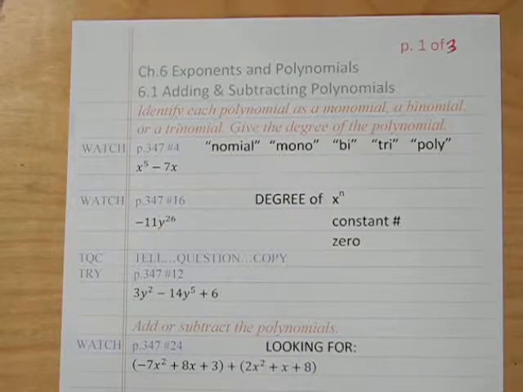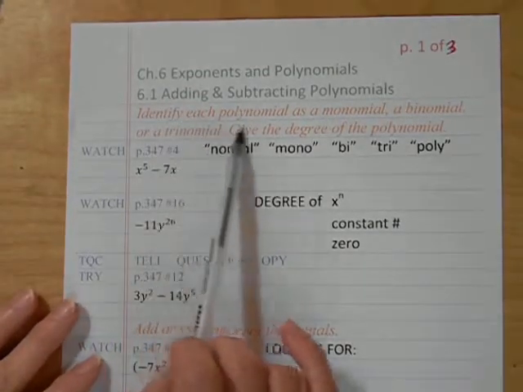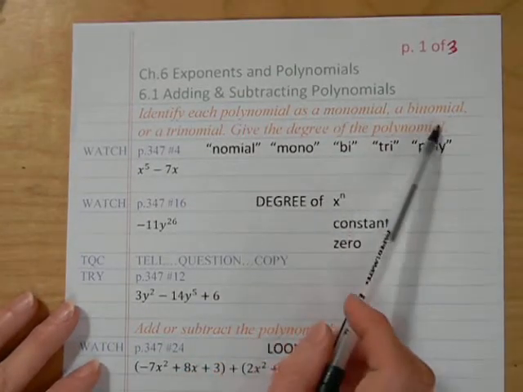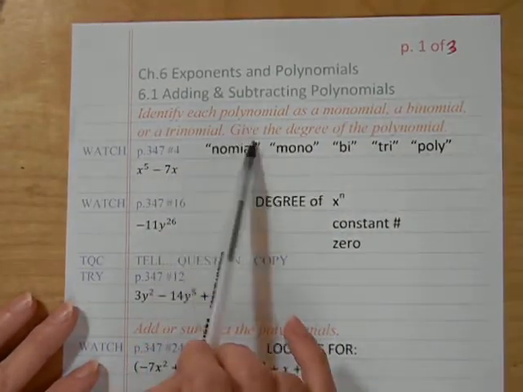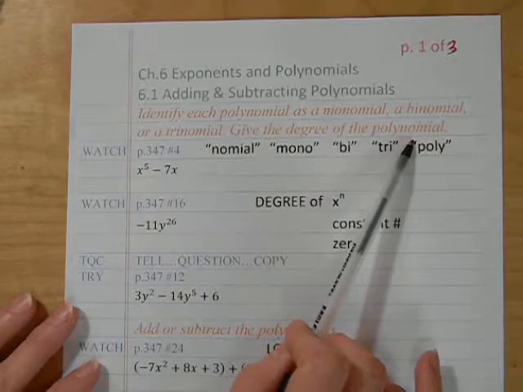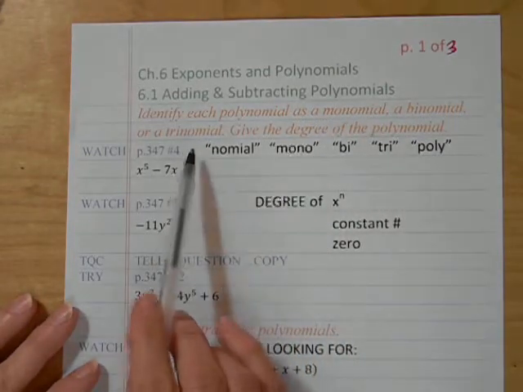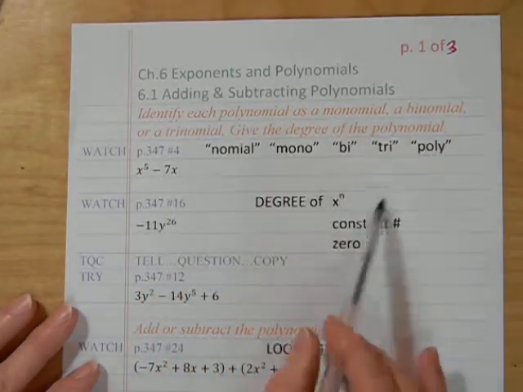I'm not necessarily going to test you on these definitions of the terminology. You won't have to write out definitions, but you do need to know and understand them enough to follow the directions, and that's where the vocabulary comes into play. So the instructions say to identify each polynomial as a monomial, a binomial, or a trinomial, and then give the degree of the polynomial. So let's first talk about the vocabulary here that they're using.